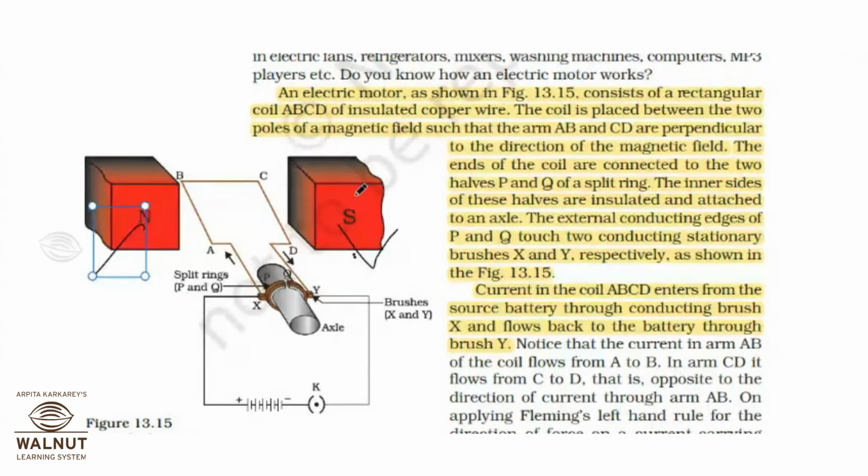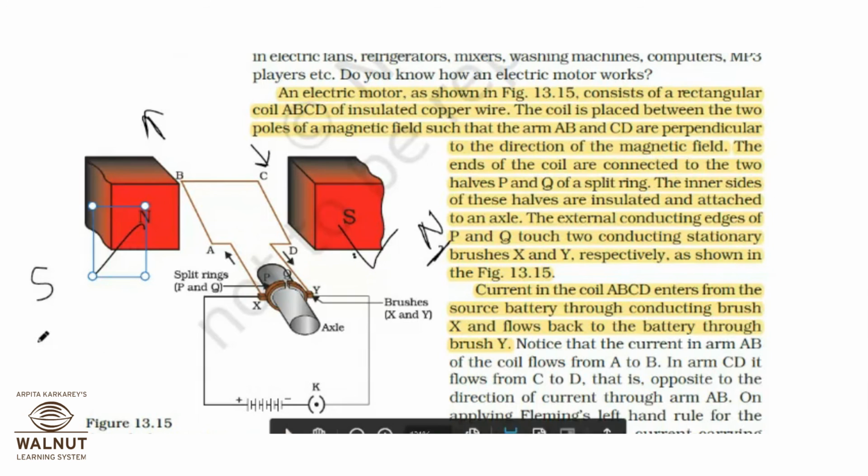In the PPT, you said, ma'am, this side of the coil was experiencing upward force. The CD part of the coil was experiencing downward force. Why did you say that? Because you calculated using Fleming's left hand rule, north to south. This was the scenario in the PPT. But now, since the polarity of the magnets is reversed, what will happen?